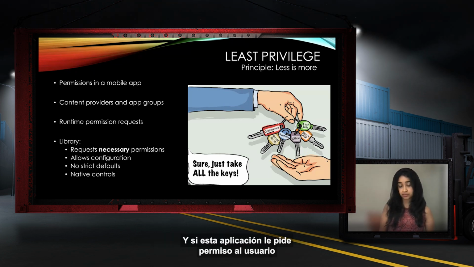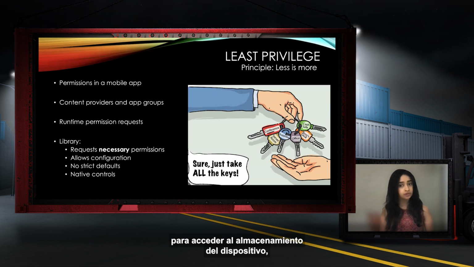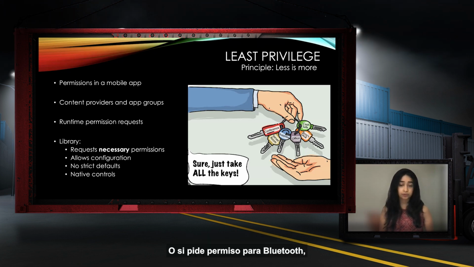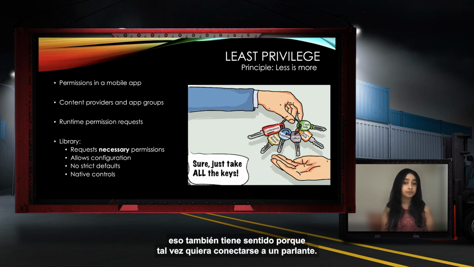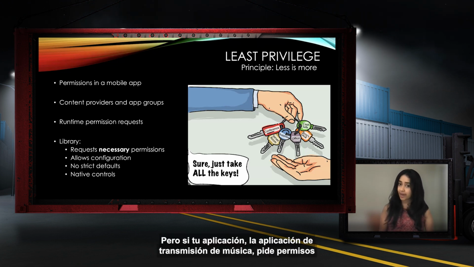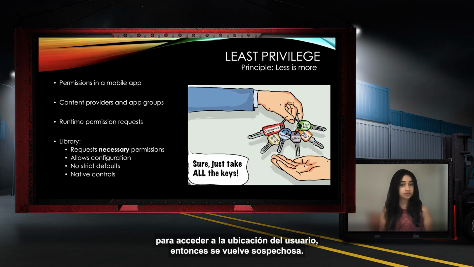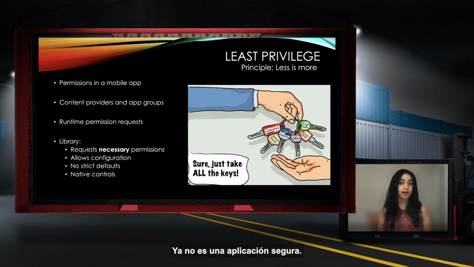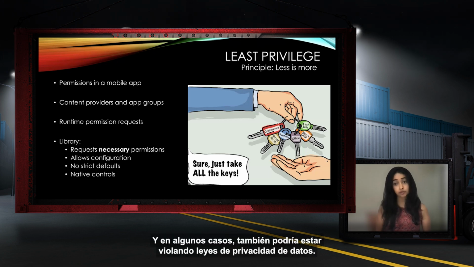And if this app asks the user permission to access the storage on the device, that makes sense. Maybe it wants to store offline data. Or if it asks permission to Bluetooth, that also makes sense because maybe it wants to connect to the speaker. But if your app, the music streaming app, asks permission to the user's location, then it gets suspicious. It's no longer a safe application. And in some cases, you could be violating data privacy laws as well.